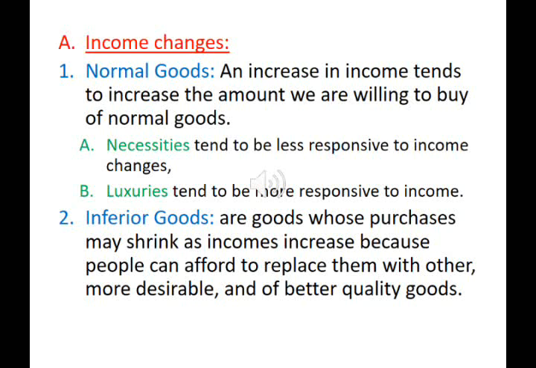However, take care, because under normal goods we have two subcategories. Normal goods could be necessities or luxuries. So a normal good could be a necessity, which tends to be less responsive to income changes. This means that if income increases by 1 percentage point, the demand for necessities will increase by 0.5 percentage point. So there will be a rightward shift in the demand for necessities, but it will not be a big shift.